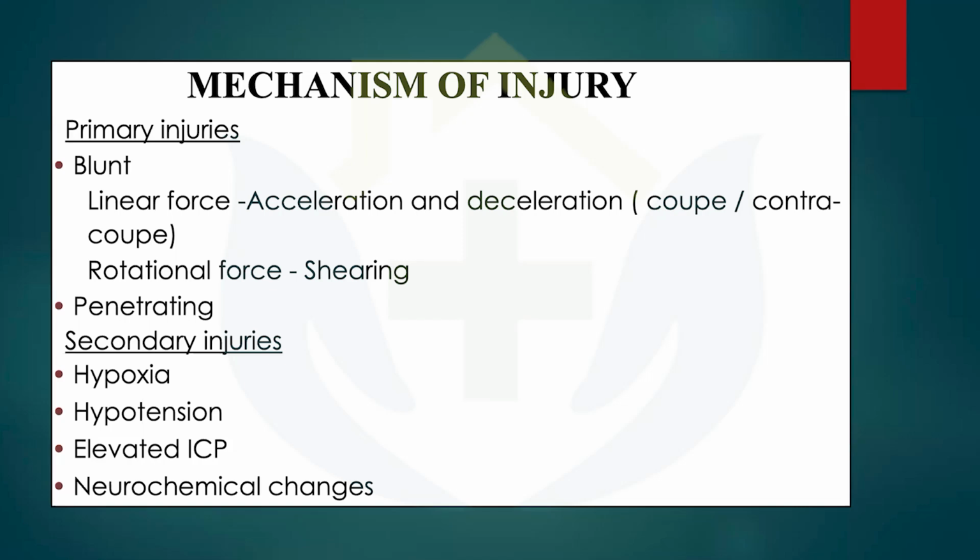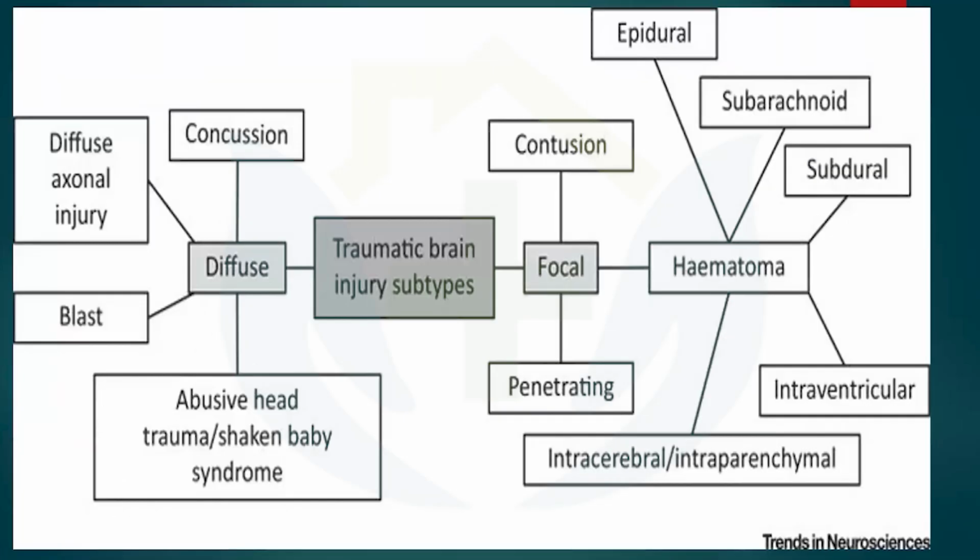But the most important thing for an intensivist to focus on is the secondary injuries. We cannot prevent or treat the primary injuries. Whatever has happened has happened. The person has gotten into a road traffic accident, his head has a trauma, it could be various forms. What we can prevent is the secondary injuries. We have to prevent the hypoxia, the hypotension, the raised ICP, and anything that can cause a secondary brain insult. So that is where the intensivist's role comes into play.